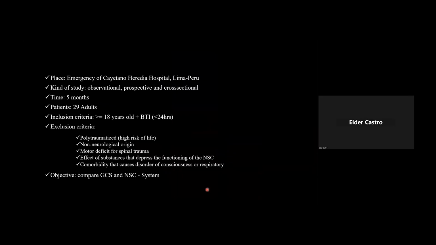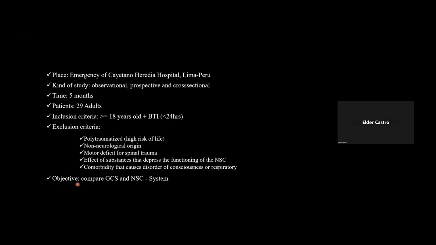Methods. This research was done at the ER of Cayetano Heredia Hospital. It was an observational, prospective, and cross-sectional study. It was done over 5 months in 29 adults with inclusion and exclusion criteria. One inclusion criterion was injury before 24 hours. The objective was to compare the Glasgow Coma Scale and the MINSA system.